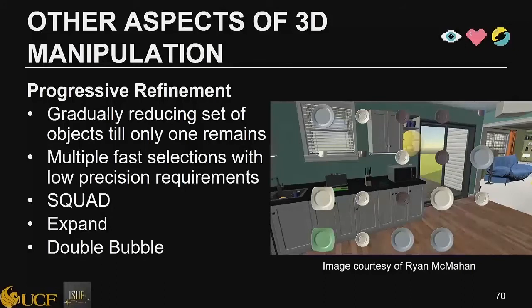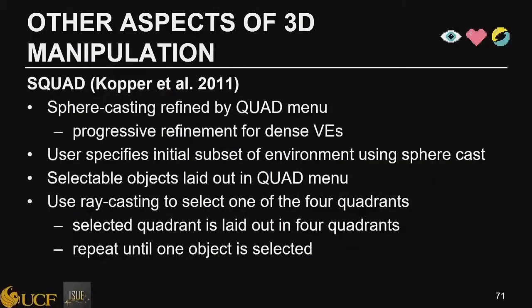There's also something that we call progressive refinement, which is a fairly new approach to doing selection of multiple objects. And this gradually reduces the set of objects that you want until you get one or a number of them, okay? And you do multiple fast selections with low precision requirements, and there's a couple of example techniques for doing this. The first one's known as SQUAD. And SQUAD stands for Sphere Casting Refined by Quad Menu. Okay. Once again, as I said, the names of these things are a little strange.